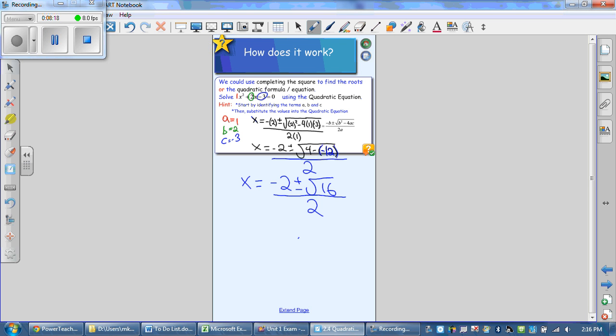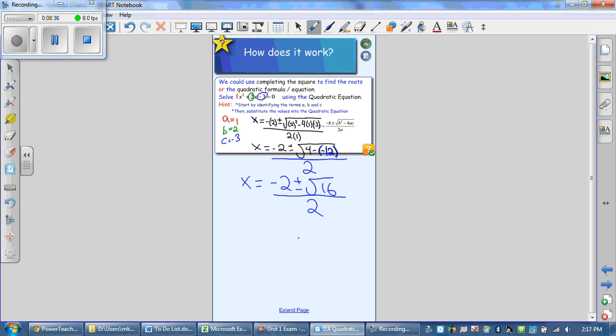Which one should we do? Because it says plus or minus root 16. So should we be doing the plus, or should we be doing the minus, or should we do neither, or should we do both? Somebody said it. Okay. Both.